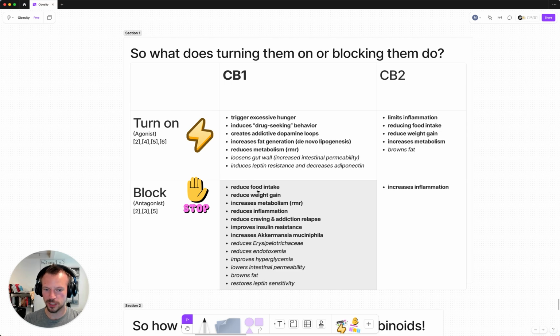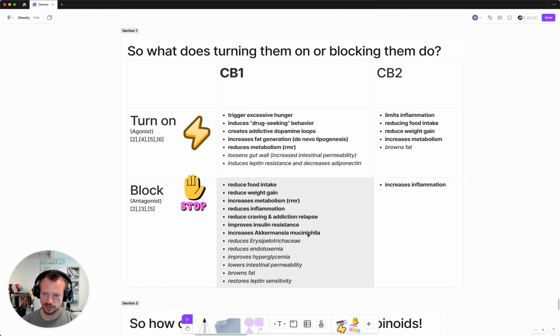So if you block CB1, we know that that will reduce your food intake, it will reduce weight gain, it will increase your metabolism, it will reduce inflammation, reduce craving and addiction relapse. So you can block CB1 and people will reduce addiction relapse for drinking alcohol, opioids, food, cannabis. It will improve insulin resistance, and increases Akkermansia muciniphila, a microbiome population we like to talk about a lot now. You basically need Akkermansia to create GLP-1 releases in your digestive system, and a lot of people are lacking in this, so this will increase that.